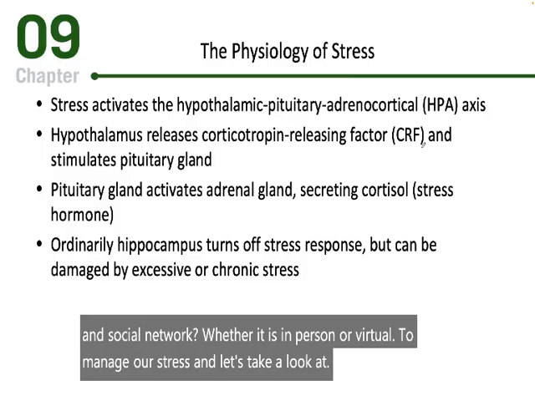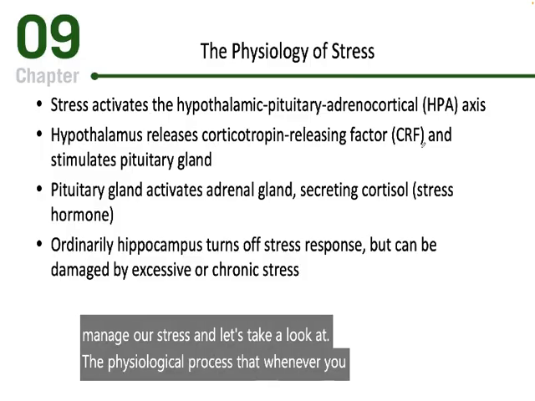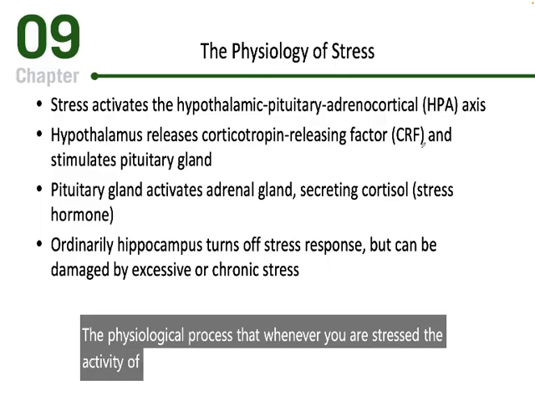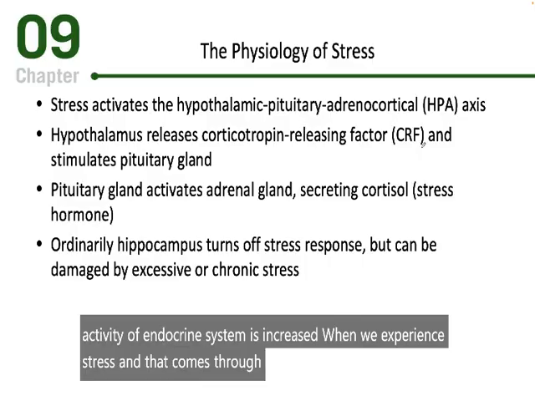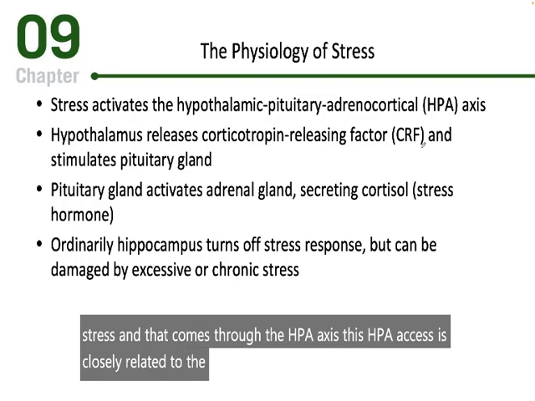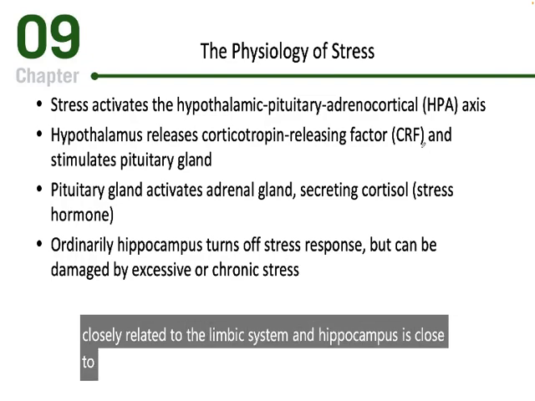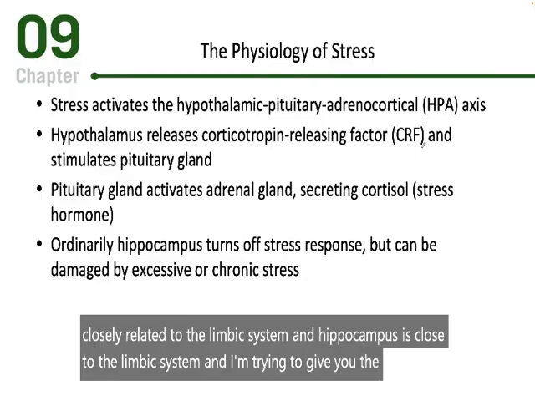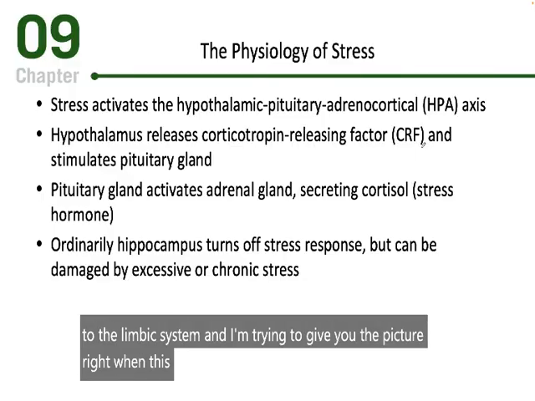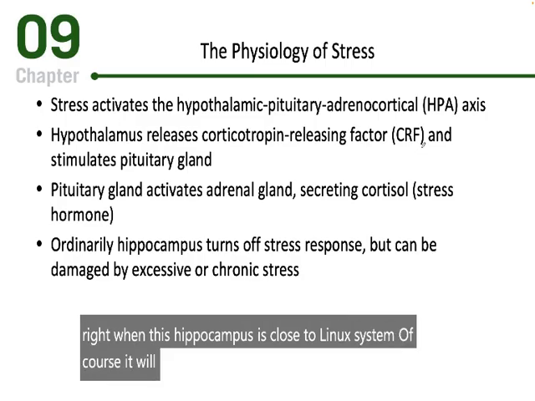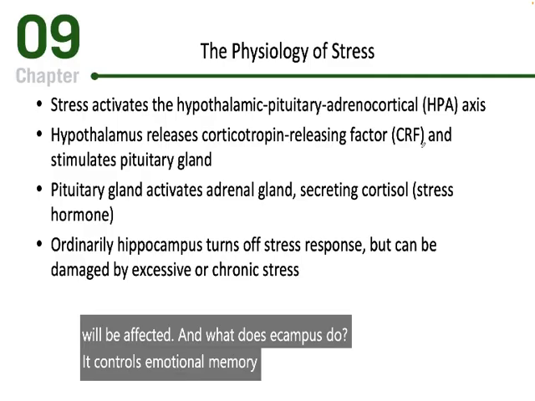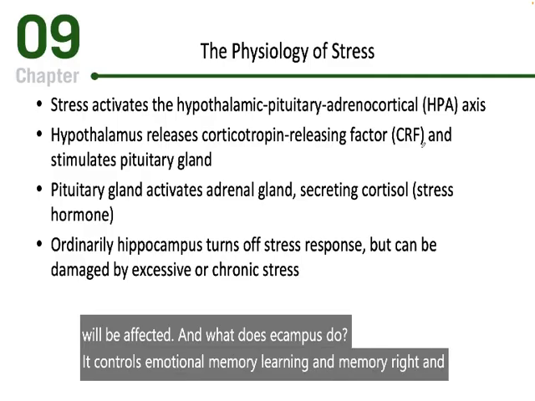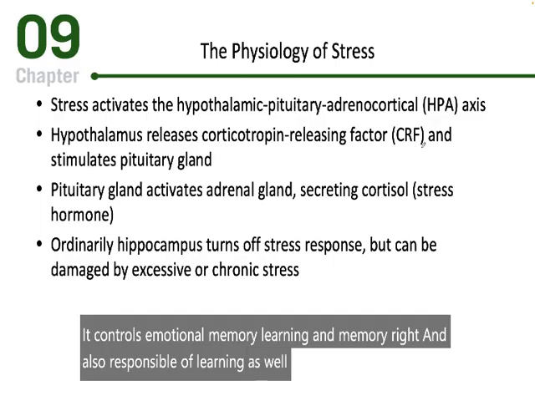And let's take a look at the physiological process. Whenever you are stressed, the activity of the endocrine system is increased, and that comes through the HPA axis. This HPA axis is closely related to the limbic system, and the hippocampus is close to the limbic system. I'm trying to give you the picture, right? When the hippocampus is close to the limbic system, of course it will be affected. And what does the hippocampus do? It controls emotional memory, learning, and memory, right? And it is also responsible for learning as well. That's what I meant, right?